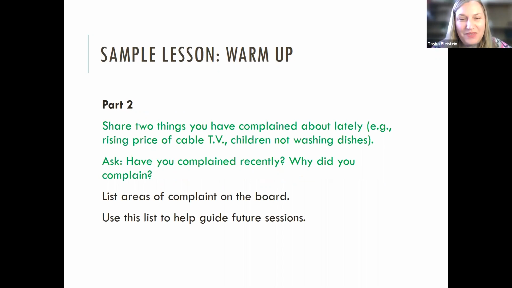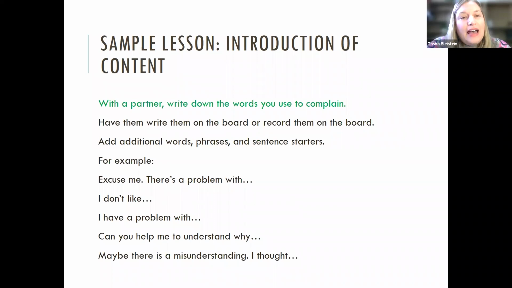And we write some of those up on the board. Now, this could give me ideas for future sessions too. Okay, so today we're going to focus on one aspect of complaining, but then in the future we can do others. I have them, like we did with apologizing, write down the words you can use to complain.